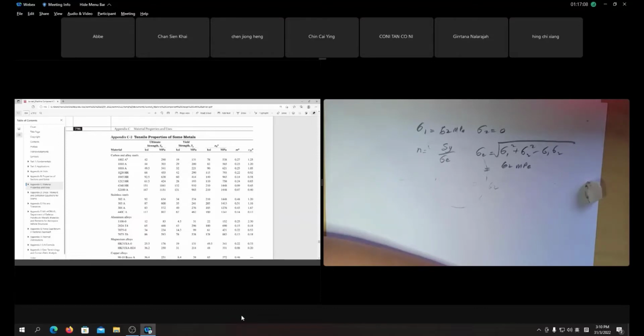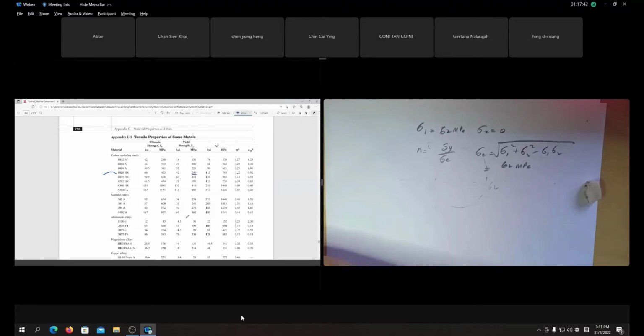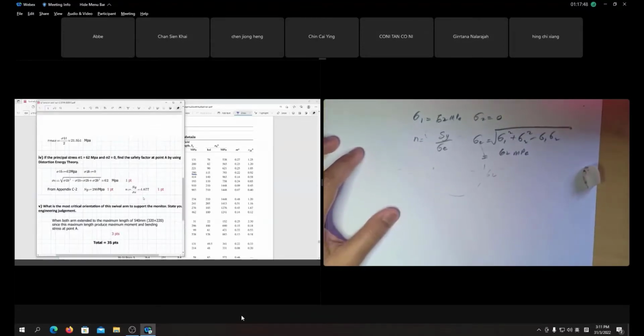1020 hot roll. What is the SY value? In megapascal, 290. Can you see, class? 1020, 290. This one. Okay? 1020 hot roll. Don't take the KSI, it's megapascal 290. Do not take SU, SU is for brittle materials. We take SY, 290. So yeah, SY is 290.